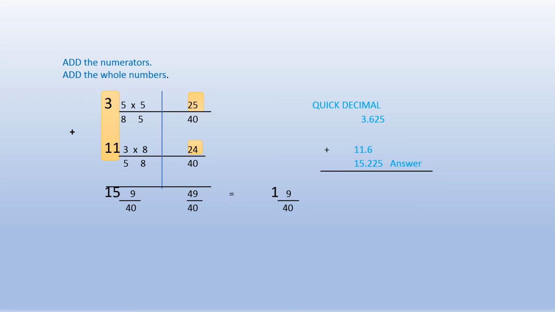Decimals though, oh boy. 3.625 for 3 and 5/8. 3/5 is decimal 6. Then if I add that, I should come up with 15.225. 15 decimal 225. Okay.